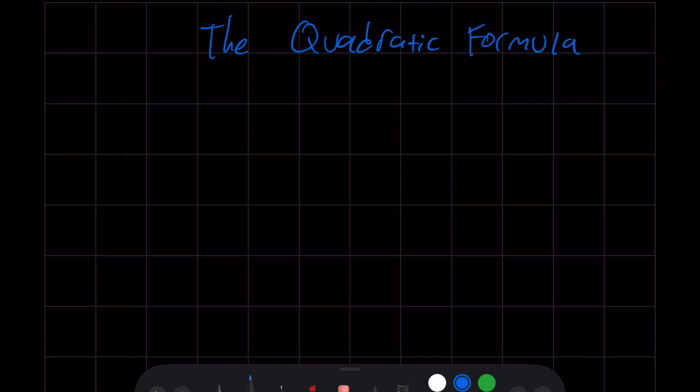In a previous video, we looked at how to solve quadratic equations by finding the x-intercepts. We saw how to do this using Desmos, so graphically, and we saw how to do this using the null factor law by first factorizing the equation and then using the null factor law to find the two x-intercepts.